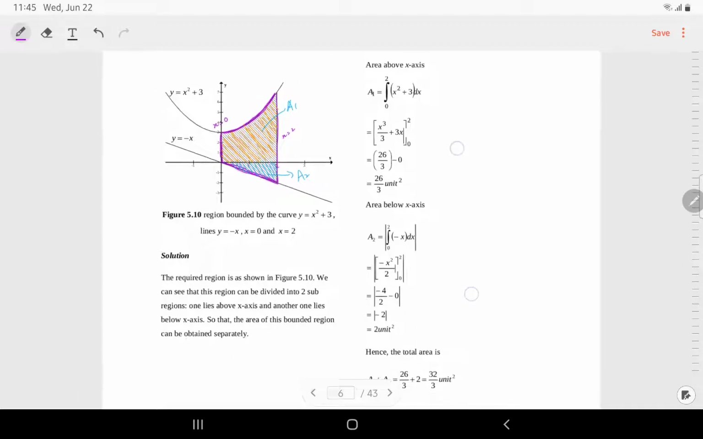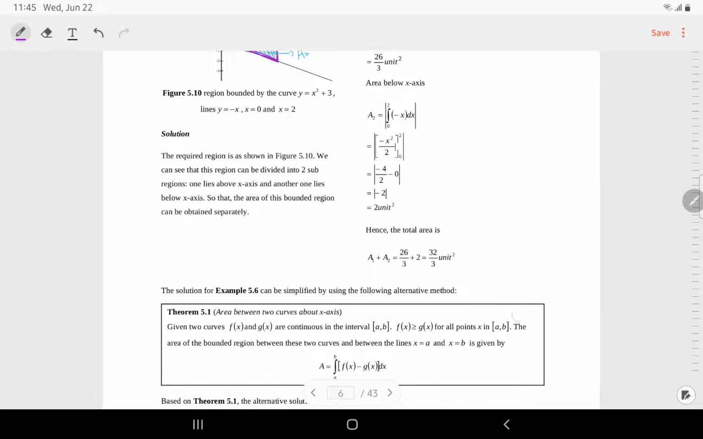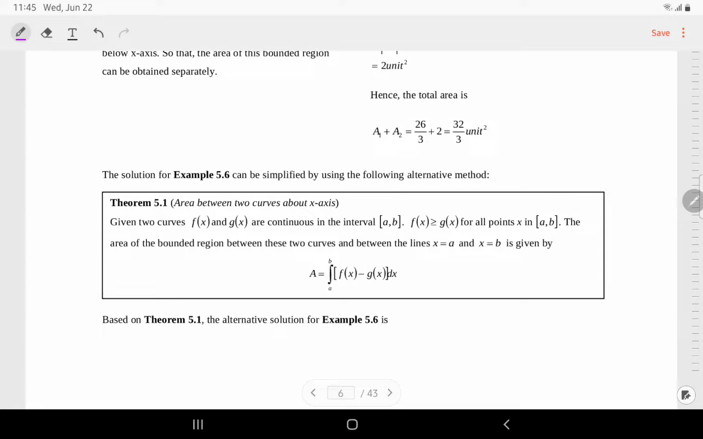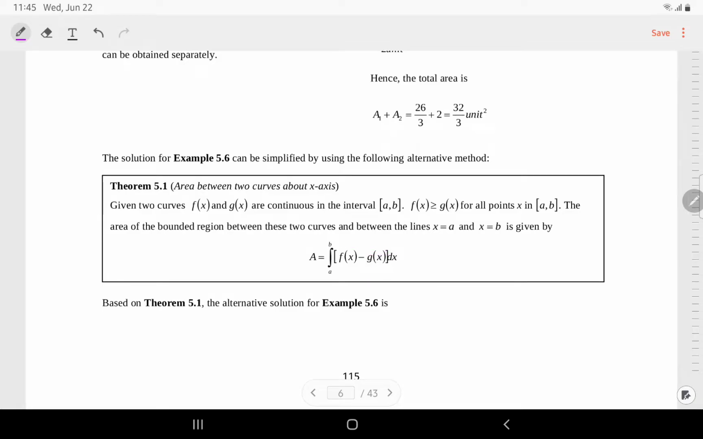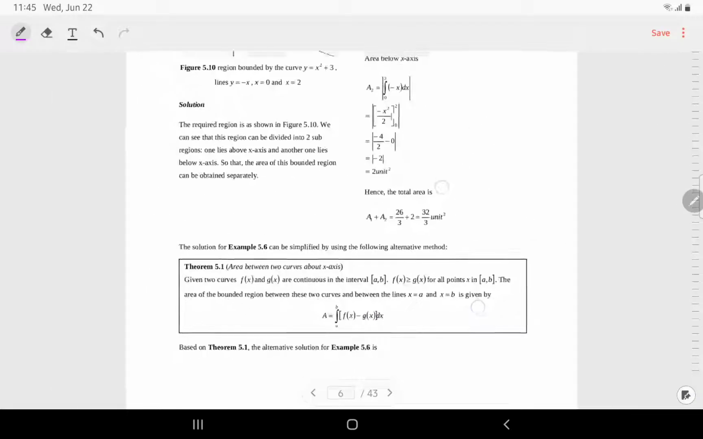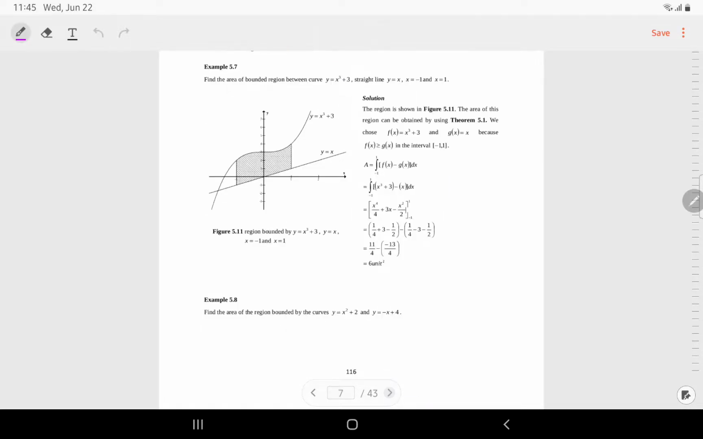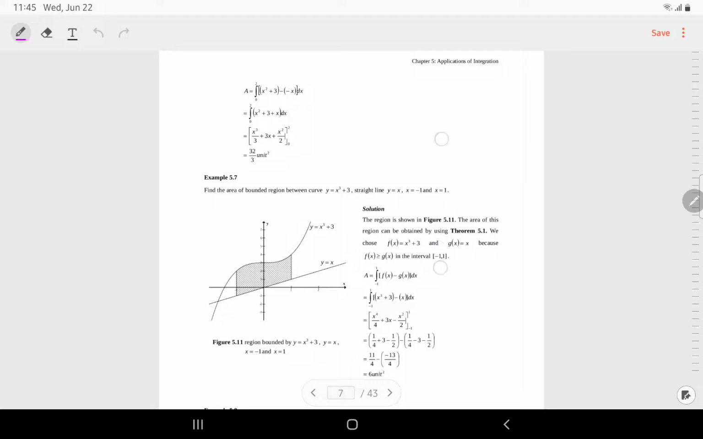Untuk dalam exam nanti, you all ada dua option lah. Whether you want to divide it into two sub areas, solution macam ni, ataupun just straightly using this theorem. Okay, so macam mana nak apply this theorem? Kita tengok untuk the same example yang ni tadi. Okay, kita apply theorem yang ni.